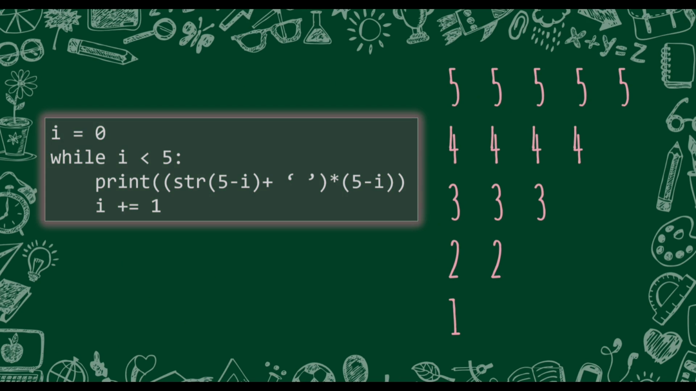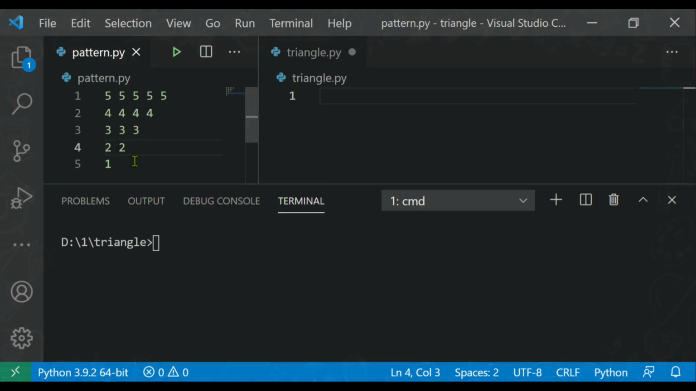In this video tutorial, we will see how to print right angle number triangle pattern. Let's move to Visual Studio Code and execute this pattern. We can see here, the pattern is aligned in the right side.